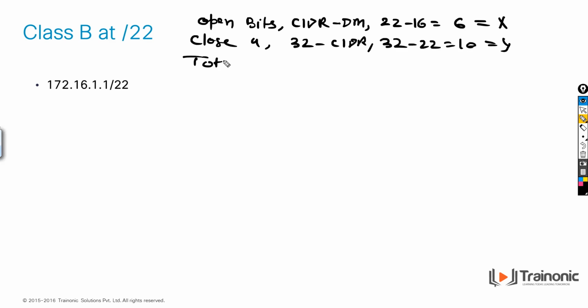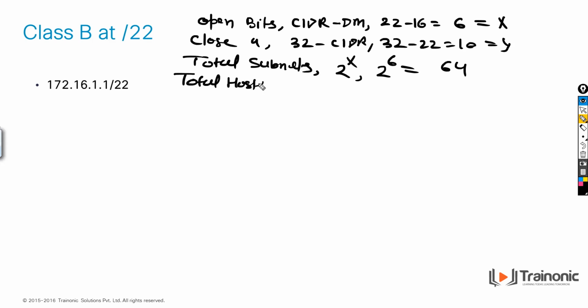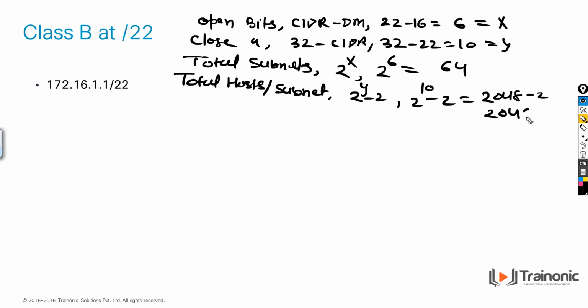Now we will get the total subnets. The formula is 2 raised to x, 2 raised to 6, which is 64 subnets. Total hosts per subnet is 2 raised to y minus 2, 2 raised to 10 minus 2. 2 raised to 10 value is 2048, minus 2, 2046 valid hosts per subnet.